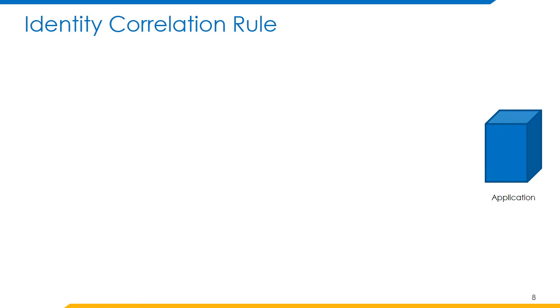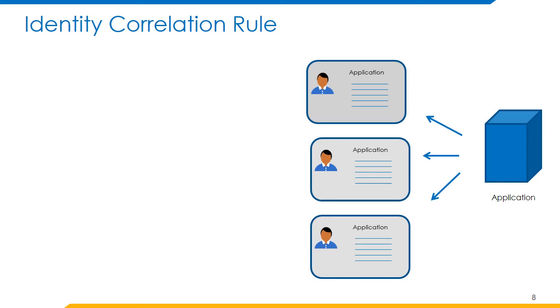Links that are aggregated from the application accounts need to be correlated to an identity cube in Identity IQ. This could be done using a correlation configuration or a correlation rule. A correlation rule helps you with custom correlation logic.